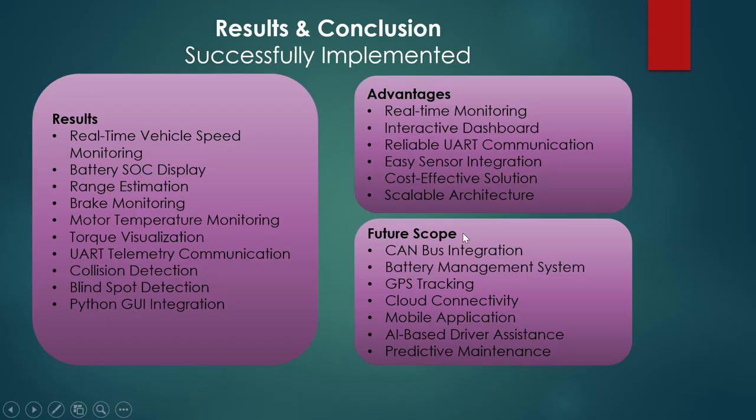The future scope for the electric vehicles is a battery management system. The battery will be managed and GPS tracking can be improved. The connectivity is going to be held with the cloud, and we can use this as a mobile application. And we have a great feature which is AI based driver assistance, in which AI will assist the driver, and it is predictive maintenance.